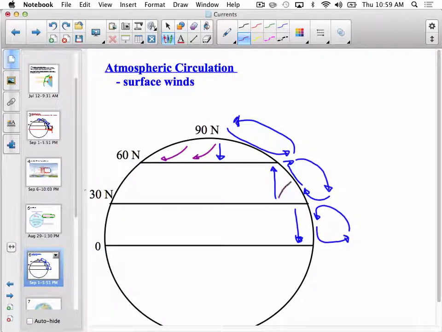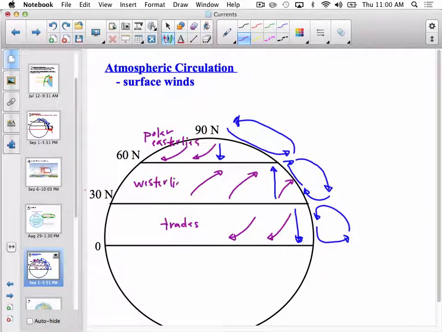In this direction, the wind is deflected to the right this way. So it's flowing a little bit more from the southwest to the northeast. And then in the tropical latitudes, the deflection is this way. So we end up with the trade winds, the polar easterlies, and these are the westerlies. And recall that winds are named by their source, so the direction that they flow from. Okay, so those are our surface winds.